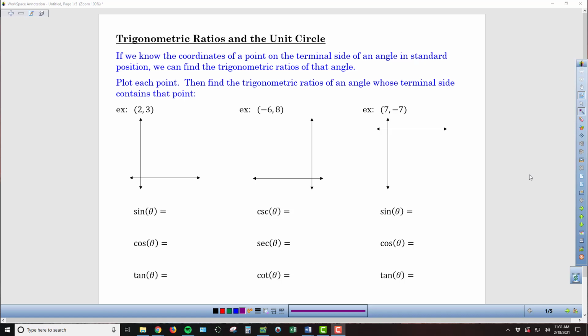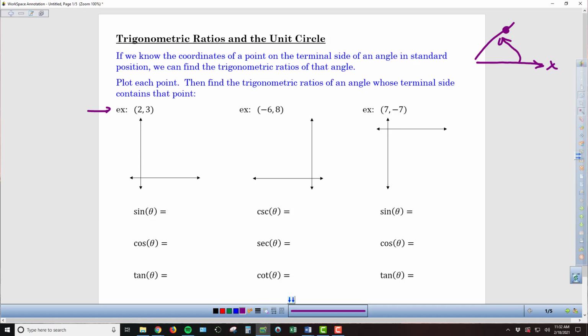If we know the coordinates of a point that's on the terminal side of an angle in standard position, meaning we're moving from the positive x-axis and rotating counterclockwise, if we know a coordinate that's somewhere on that terminal side, then that's enough for us to be able to find all of the trigonometric ratios associated with that angle. So in the example that we have here to get started, we've got the point 2, 3.